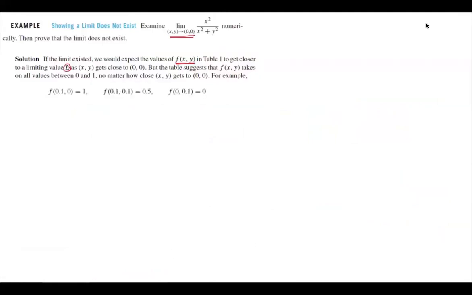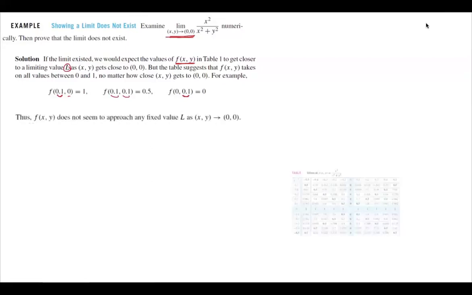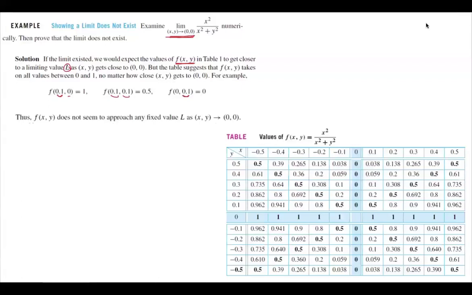If you plug in different values, like x is 0.1 and y is 0, x is 0.1, y is 0.1, x is 0 and y is 0.1, we are getting closer and closer to the origin. Here we are using smaller values that are closer to 0 as well. We get different values for our z. We can take a look at our table here and check what happens to the z value of this function if I plug in different values for x and y.